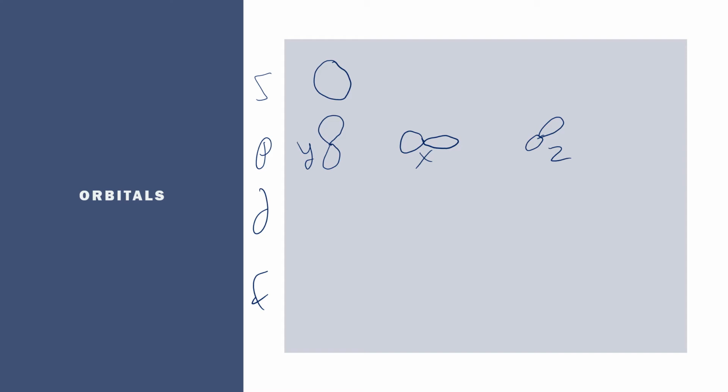So S is a sphere, P are these dumbbells, and again the electrons can move anywhere in those dumbbells randomly. They do not have to follow around the outside. It's not like it's doing a figure eight. They're 3D spaces where the electrons move.